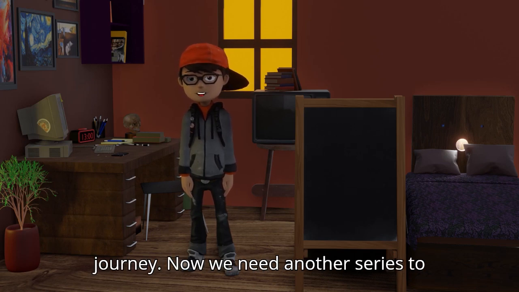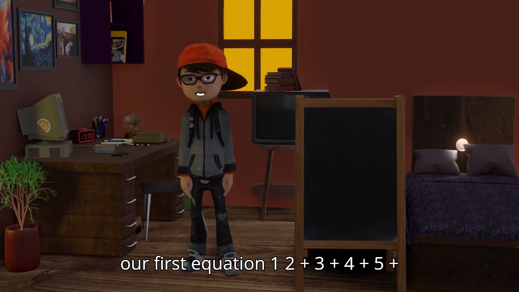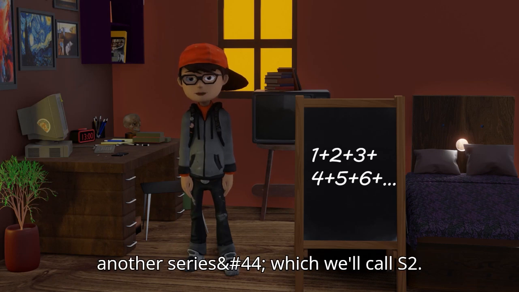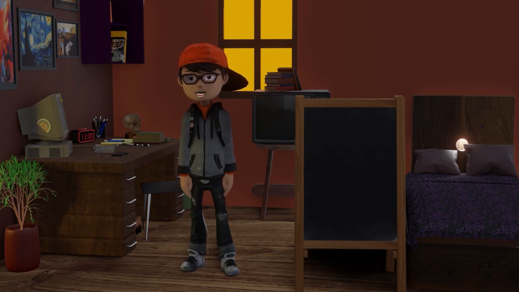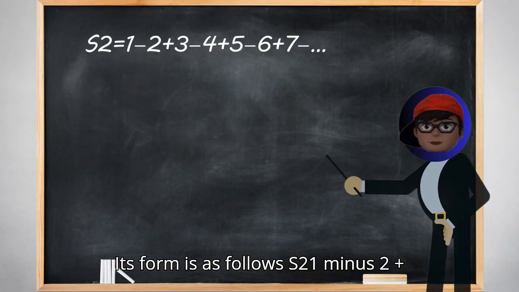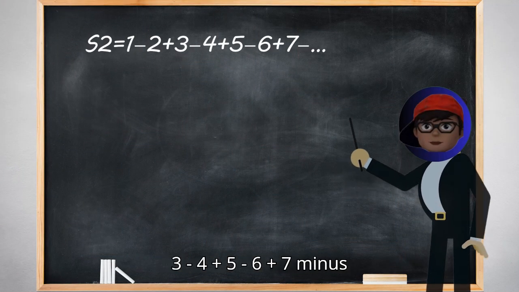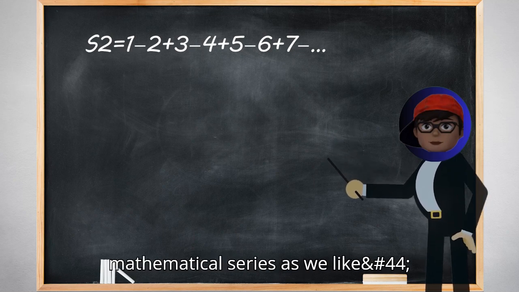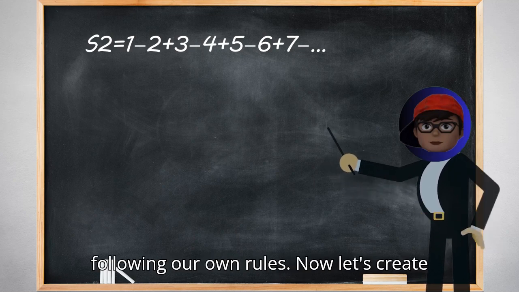Now we need another series to prepare for finding a result related to our first equation: 1 plus 2 plus 3 plus 4 plus 5 plus 6 plus, etc. Let's define another series, which we'll call S2. Its form is as follows: S2 = 1 minus 2 plus 3 minus 4 plus 5 minus 6 plus 7 minus, etc. We can play with this mathematical series as we like, following our own rules.